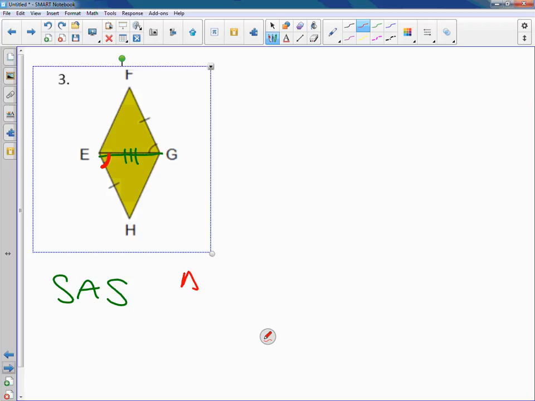So triangle FGE is congruent to triangle HEG. All right.